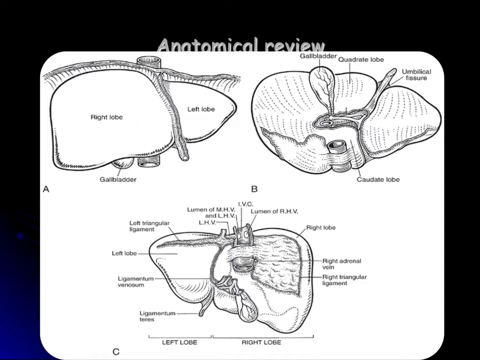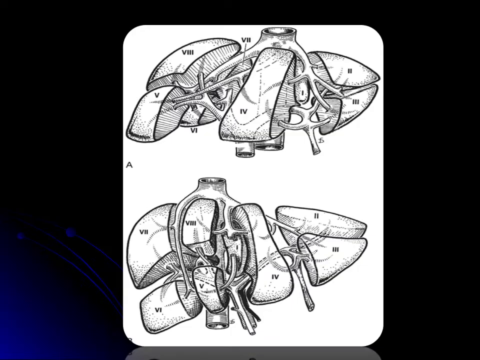On the undersurface of the liver there is an H shape. This H shape is formed by the porta hepatis horizontal line, the gallbladder bed, the umbilical fissure, the fissure for the inferior vena cava, and the fissure for the ligamentum venosum. The liver is also divided surgically into 8 anatomical segments. The left lobe has 4 segments and the right lobe has 4 segments.